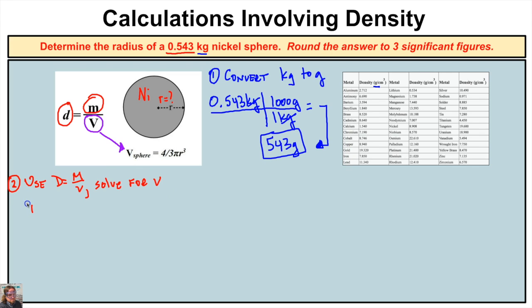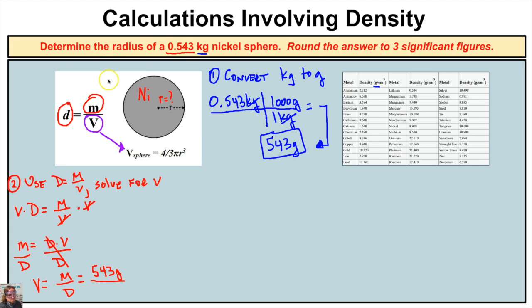If density equals the mass of the object divided by the volume, and we're trying to solve for V, let's first multiply both sides by V to eliminate the fraction. V cancels, and now we end up with mass equaling density times volume. However, we want to find V, so we divide both sides by D. D now cancels, and to get the volume, we simply take the object's mass and divide it by its density. And what is the mass of this object? We just figured it out. It's 543 grams.